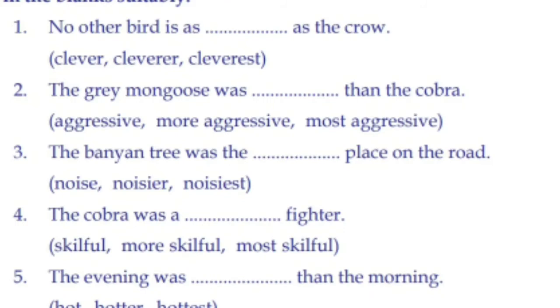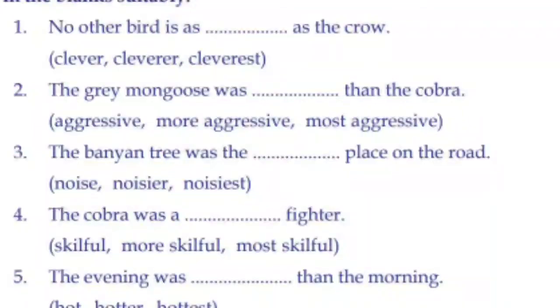The grey mongoose was dash than the cobra is the second sentence. The options given are aggressive, more aggressive, most aggressive. Of course, here also we have a clue, that is 'than'. Normally, 'than' is used in comparative degrees. So the answer is: The grey mongoose was more aggressive than the cobra.